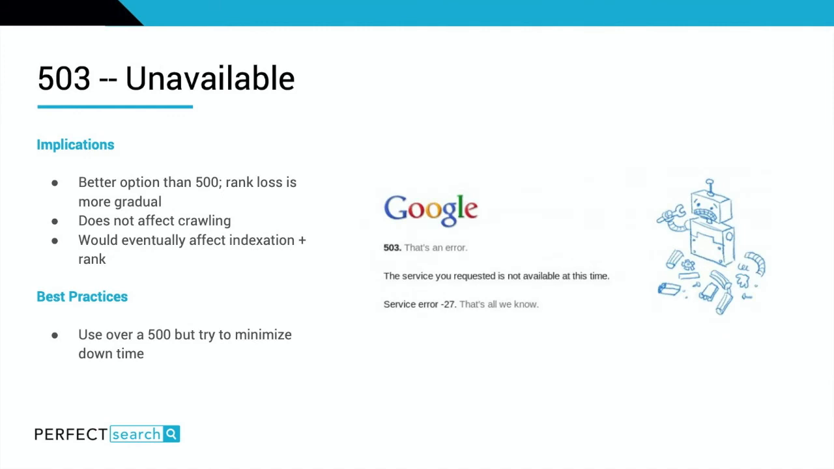So the final status code we'll be talking about is 503 Unavailable. It's very similar to a 500 status code, but a 503 response means that the server is unavailable, and search engines and humans are asked to come back later. So basically, this means that maybe the server is temporarily overloaded or there's maintenance going on, and it does not affect crawling, although it would eventually affect indexation and rank. So try to use this over 500, but minimize downtime of the server if you can.